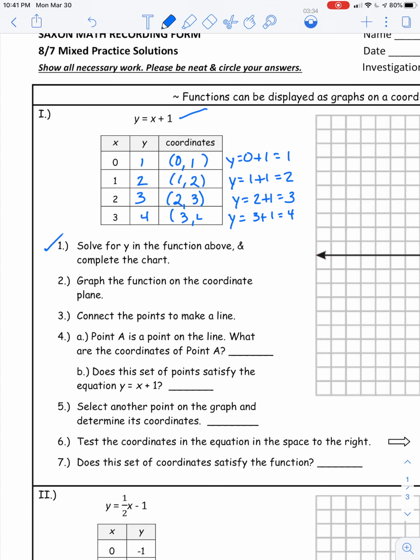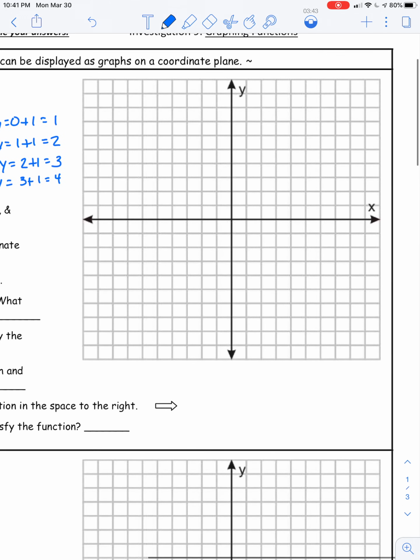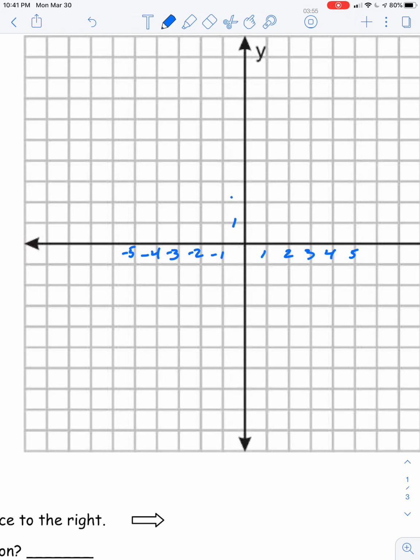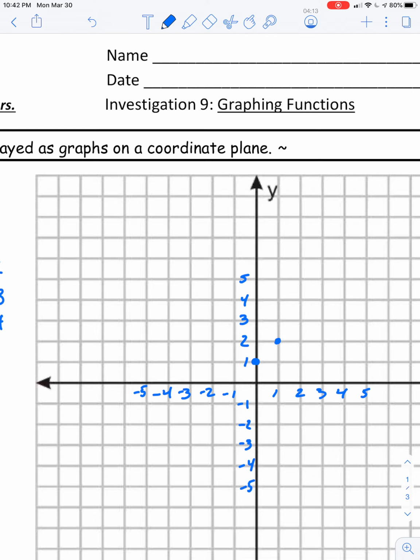We can plot on our coordinate plane this particular function. So over here, let's go ahead onto our graph. I want you guys to go ahead and fill in some numbers here for our graph. We only really need to go to 5 and -5. Positives up here and negatives down this way. And let's go ahead and plot those points. So we had 0, 1. We had 1, 2. We had 2, 3. And we have 3, 4.